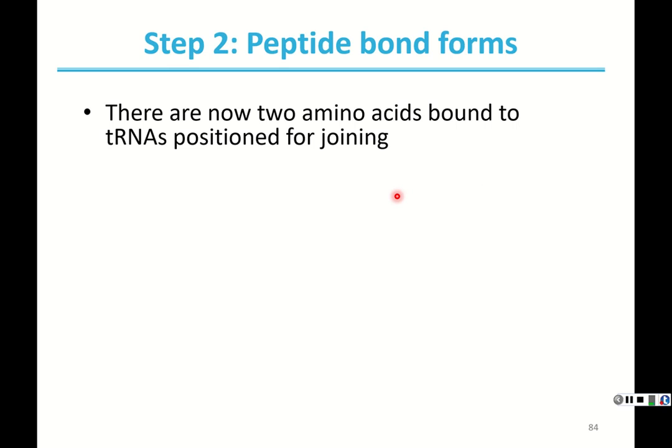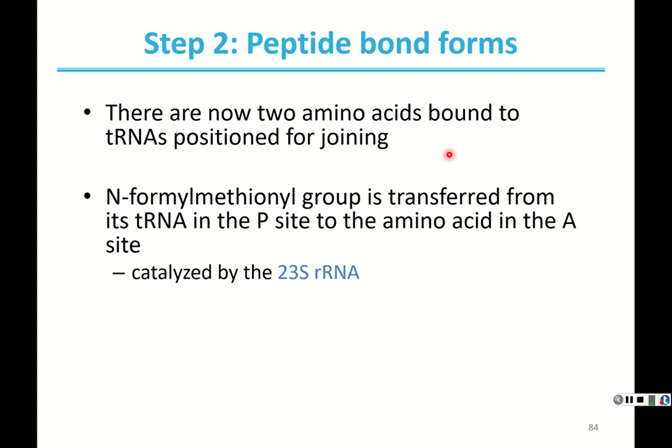The next step in elongation is the forming of a bond between the 2 amino acids. So there are now 2 amino acids in the ribosome. Okay, N-formyl methionine, that first group, is transferred from its tRNA in the P site to the amino acid in the A site. So you get a transfer from the P site to the A site. Right? And this is catalyzed by the 23S ribosomal RNA. So in eukaryotes, that would be the 28S ribosomal RNA.